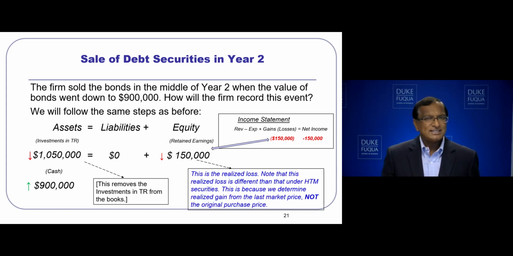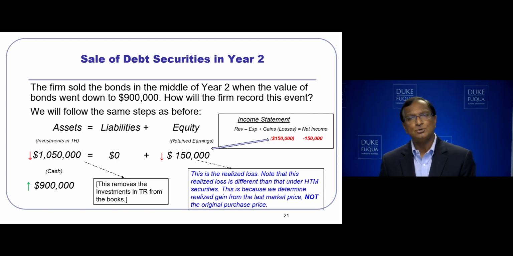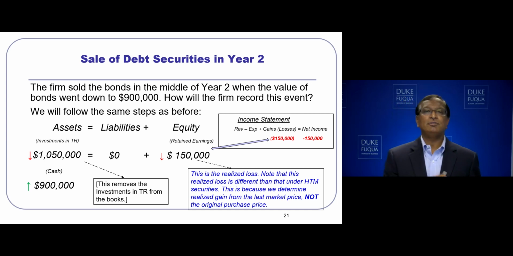earnings. Now, as I said, this is a realized loss because the firm sold it, but notice that the realized loss here is different from that you reported in held to maturity securities. There we reported $100,000, here we reported $150,000. Why is that? Because the realized gain or loss here is different from what we reported in HTM. It is not the difference between the purchase price and the sale price. It's the difference between the last available market price and the selling price. And that's the difference in the retained earnings amount.